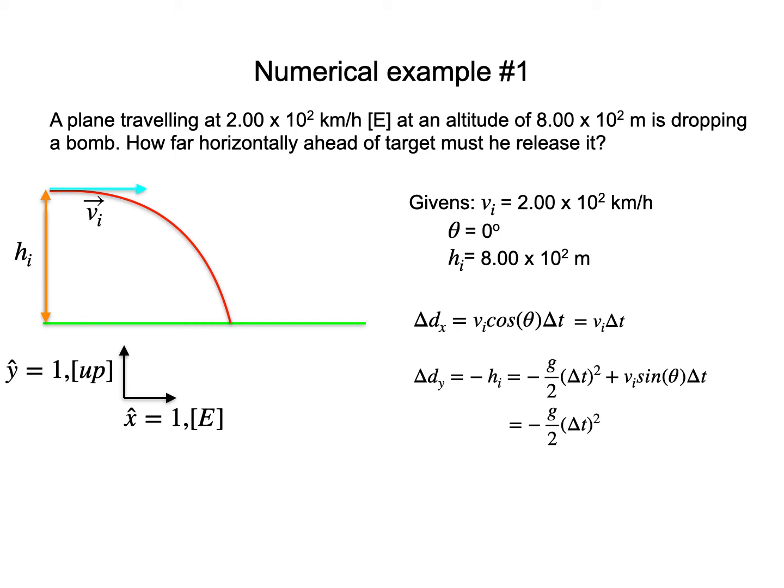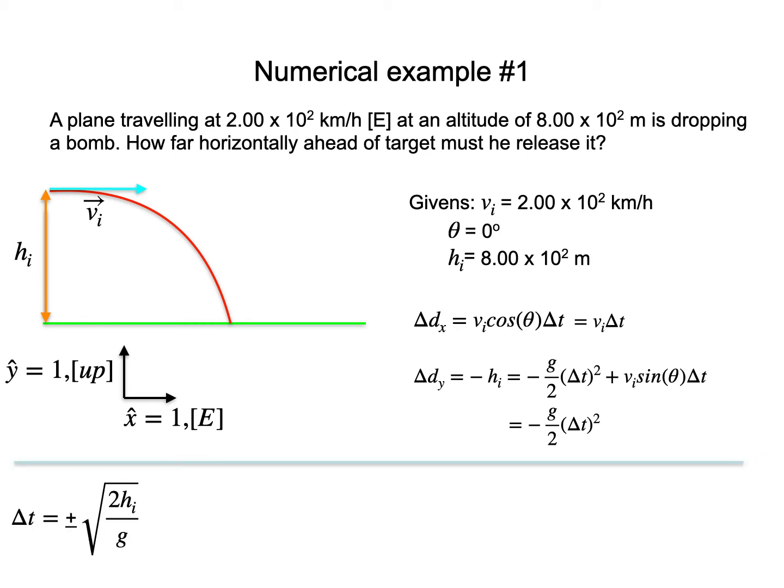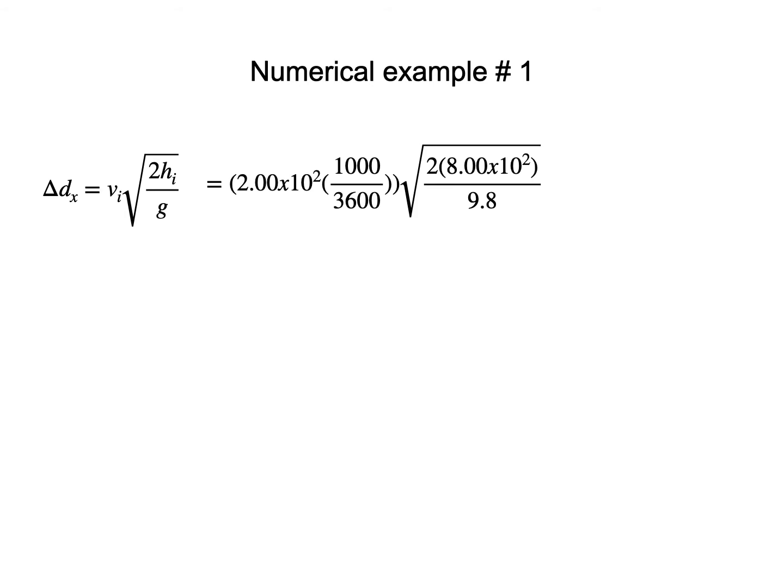Isolating for delta t gives this, mathematically, but physically we are only keeping the time duration value that is positive, since the final time needs to be later than the initial time. Substituting this expression for delta t in the equation for delta dx gives this. All that is left now is to substitute the numerical values for the givens in the equation.